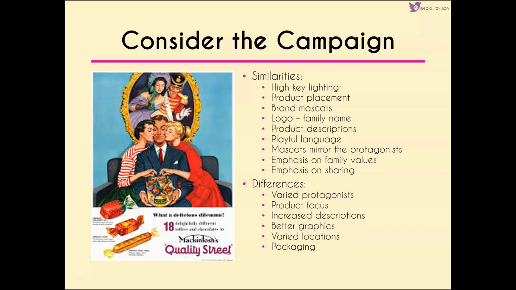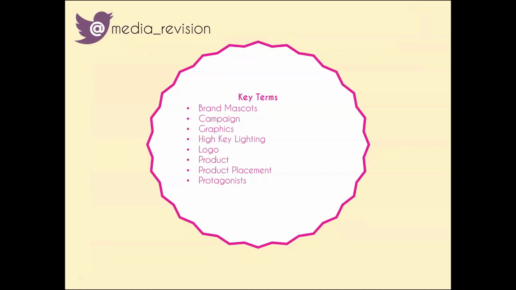The difference is though that we have these varied protagonists. The product focus changes throughout, so we go from looking at just the sweets to the characters and the narrative throughout. We get increased descriptions of the sweets as we move towards the late 1950s, and we have obviously better graphics, varied locations, and also slight differences within the packaging as well. But I just thought this would be an interesting little look for you guys at the campaign as a whole. It's something that I get my students to do just as a worksheet, so it's something that you guys might find useful as well. And obviously it comes with just a few little key terms that you might want to have a look at, make yourself some note cards for.